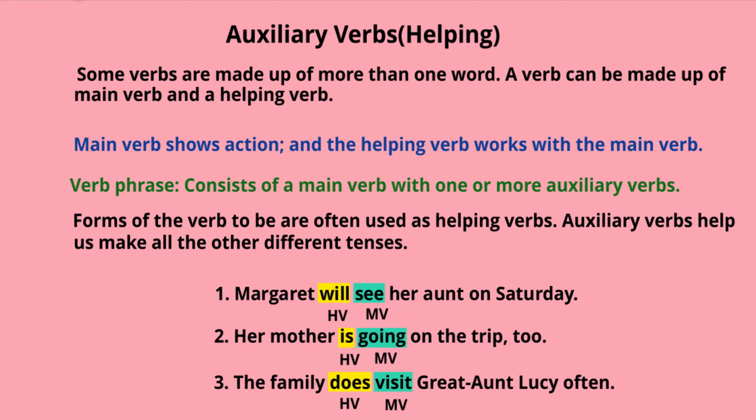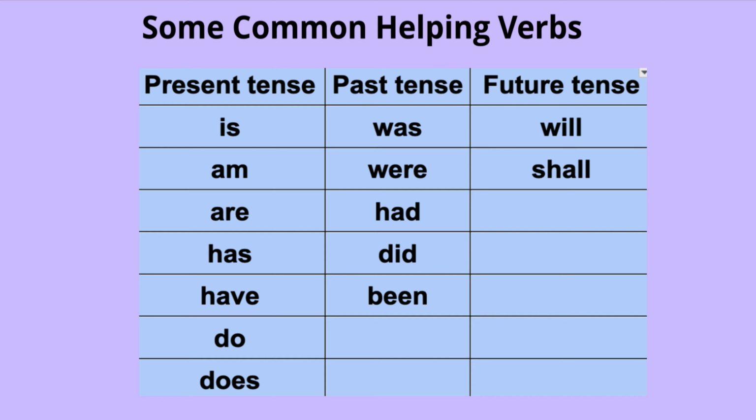Some common helping verbs are based on the tense: present tense, past tense and future tense. In the present tense, we use is, am, are, has, have, do, does. In the past tense, we use was, were, had, did, been. In the future tense, it will be will and shall.